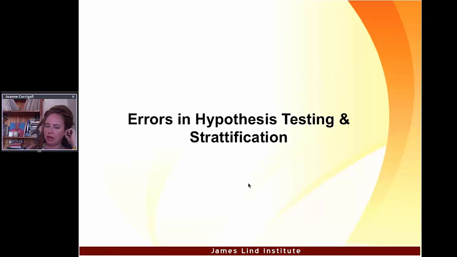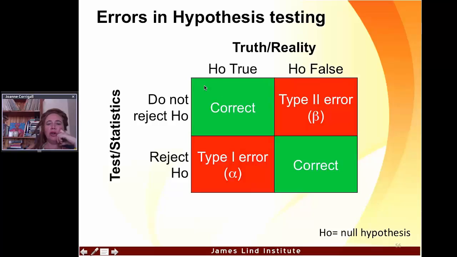Okay, so then the other thing we need to think about is looking at some of the errors in hypothesis testing and how we go about correcting that. So remember, H0 is the null hypothesis, and what we find is that there can be two different types of errors when we're doing our statistical testing. So this is a way of summarizing the two main types of errors that occur.